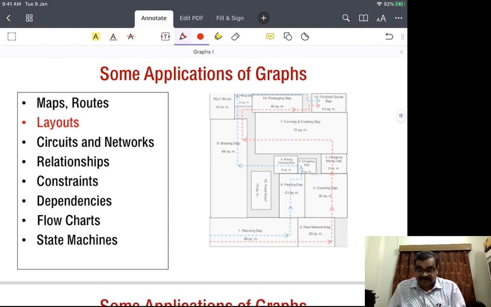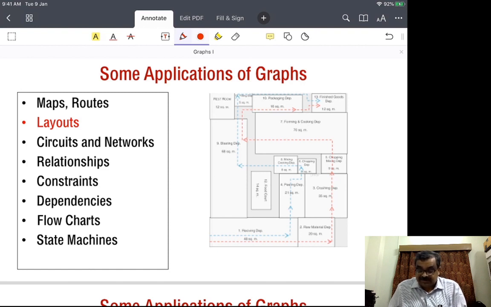The next example is a layout plan. This layout plan shows a set of rectangles. So this is like a factory plan in which I am keeping several areas earmarked for certain purposes, and I have defined a layout. I could define this layout in various ways.